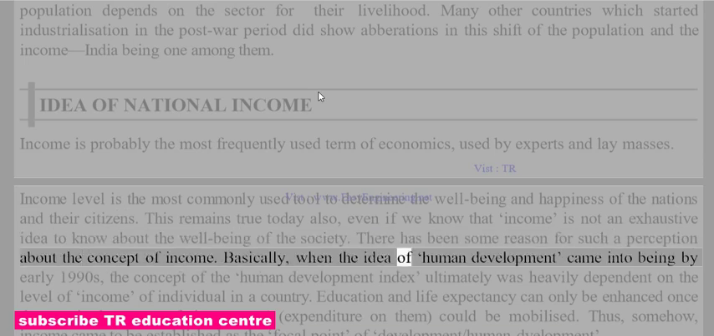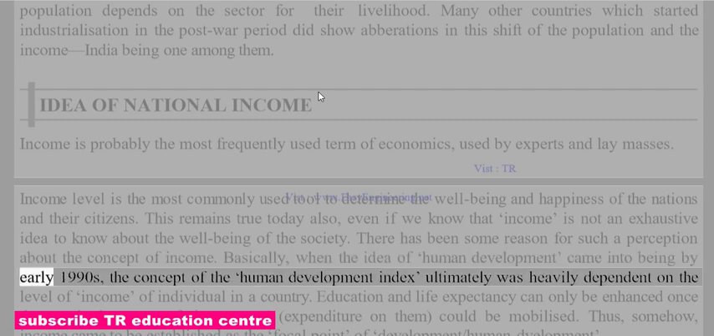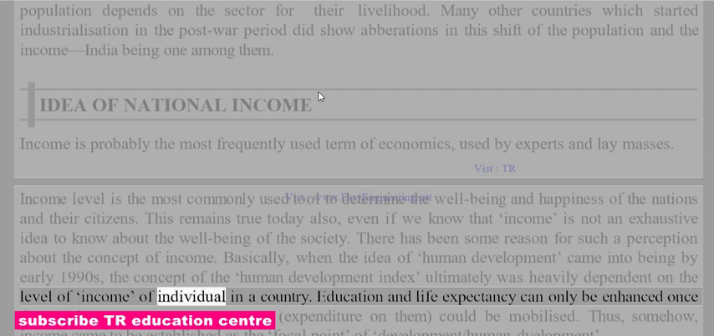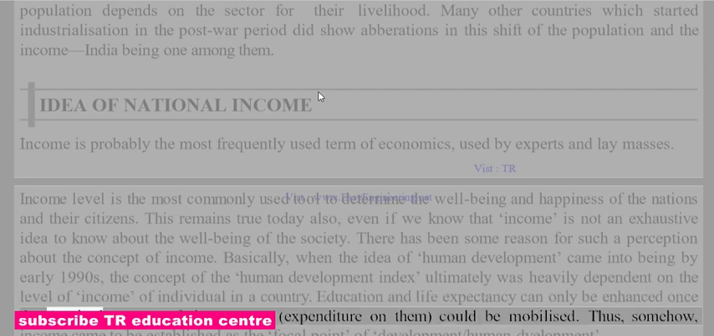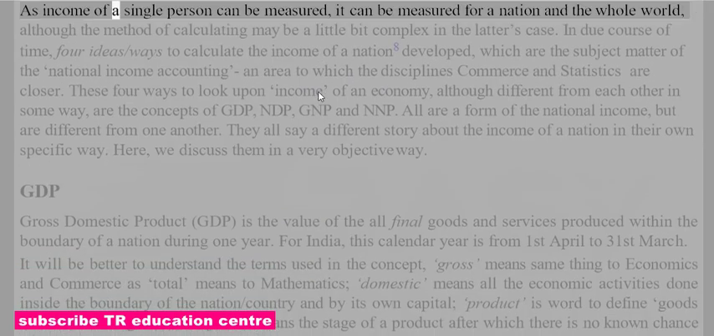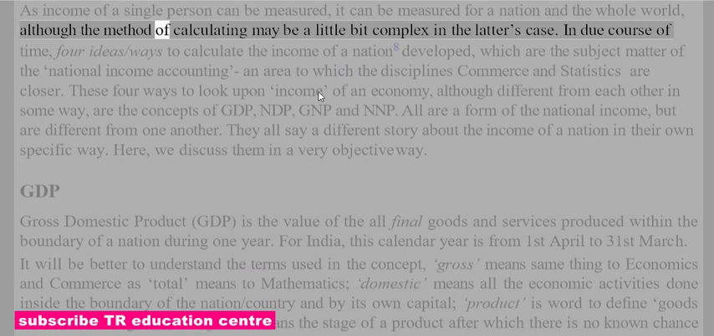Basically, when the idea of human development came into being by the early 1990s, the concept of the Human Development Index ultimately was heavily dependent on the level of income of individuals in a country. Education and life expectancy can only be enhanced once the required amount of investment and expenditure on them could be mobilized. Thus, somehow, income came to be established as the focal point of human development. As the income of a single person can be measured, it can be measured for a nation and the whole world, although the method of calculating may be a little bit complex in the latter's case.